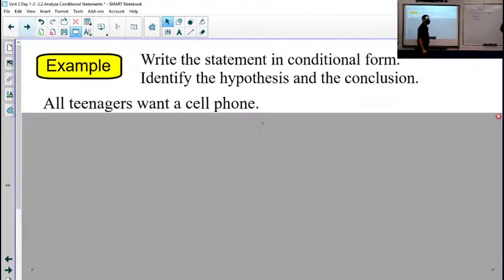So let's take some sentences and turn them into conditional statements. Let's turn them into if-then sentences. So the way we're going to do that is we're going to figure out what's the hypothesis, what's the conclusion. And we're going to use that to get our if-then statement.